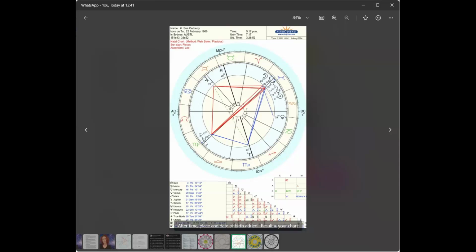My second house is ruled by Virgo, which is about the things that I own, about money. My third house, which is communication, it's Gemini's house, so it's communications and siblings, is ruled by Libra. My fourth house starts with Scorpio and finishes with Sagittarius. And then you go round. That's how you work out your houses.